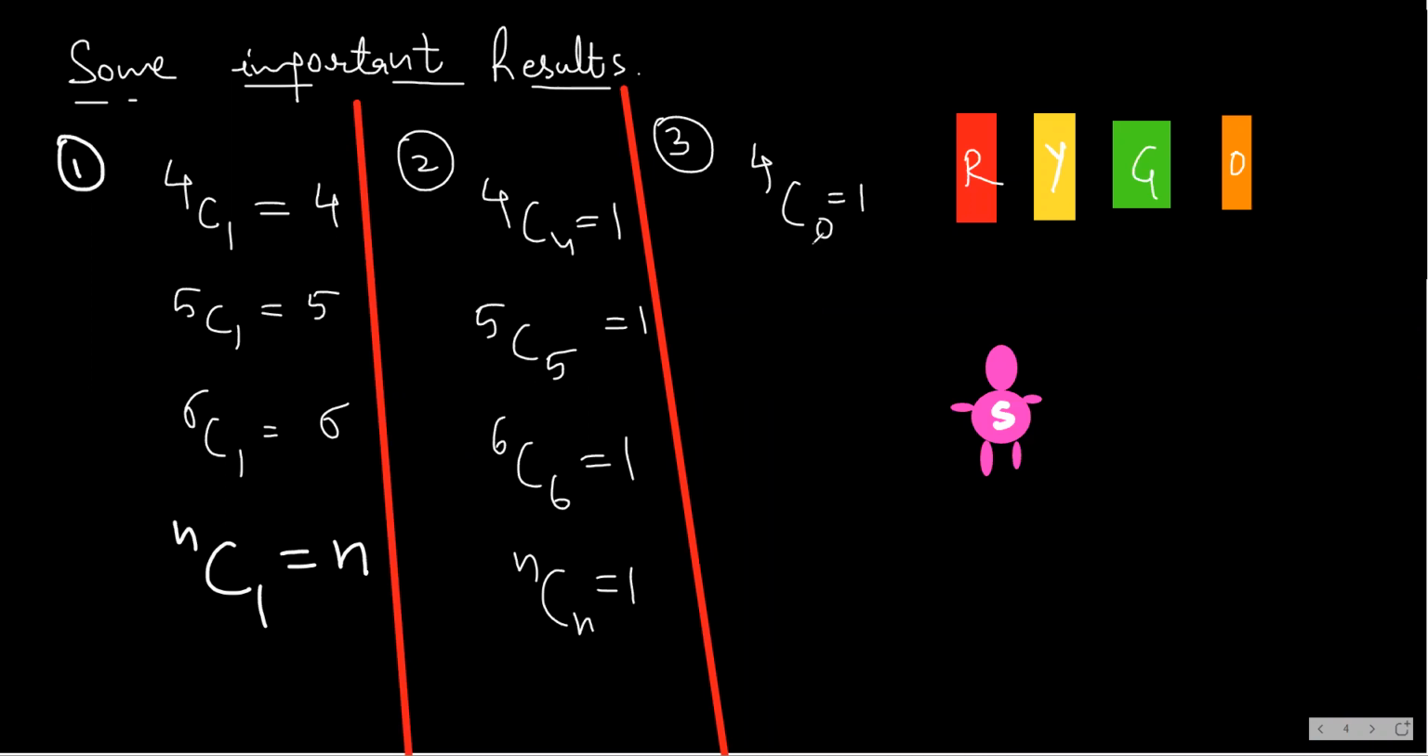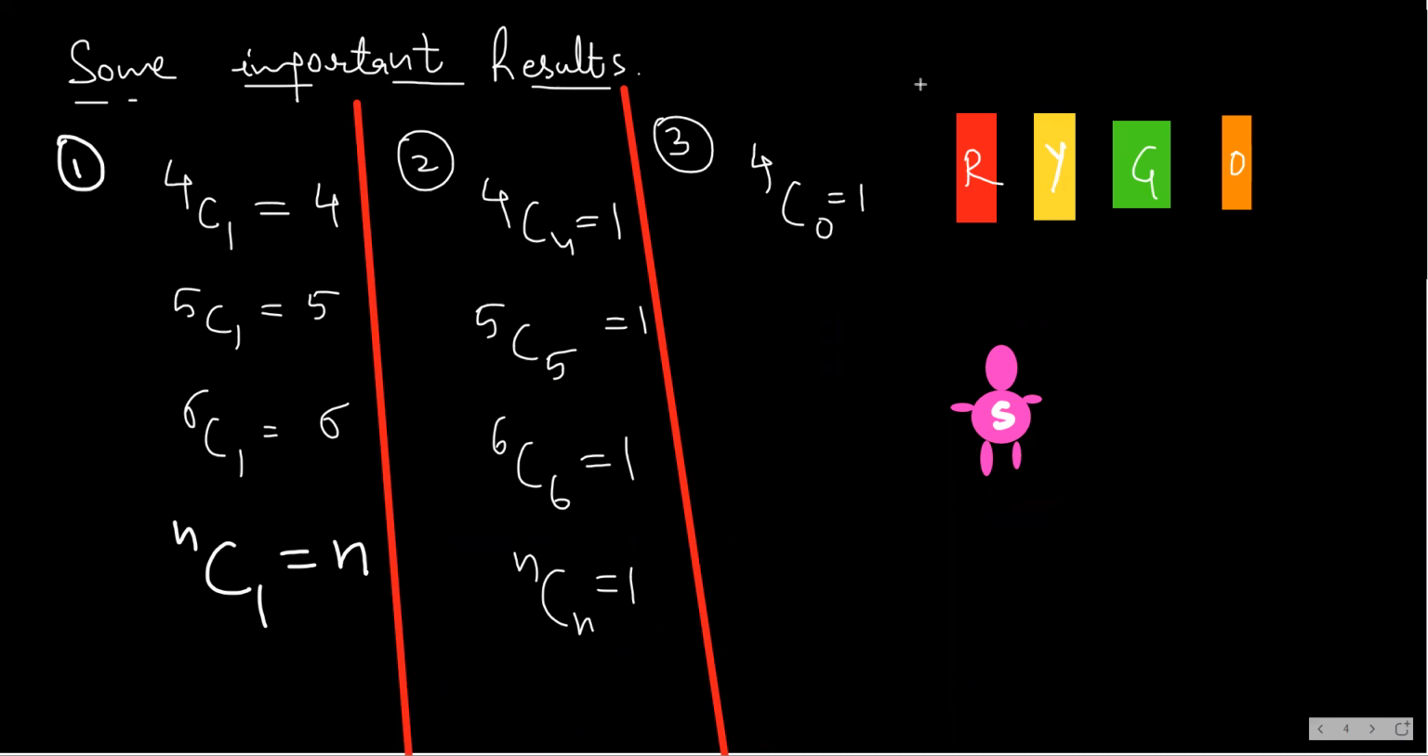So from 4, I can select 0 in one way. Why do we call it one way? Because you not selecting any is the way. It is known as the way of not selection, and the way of not selection is equal to 1. You not selecting is going to be just one way.